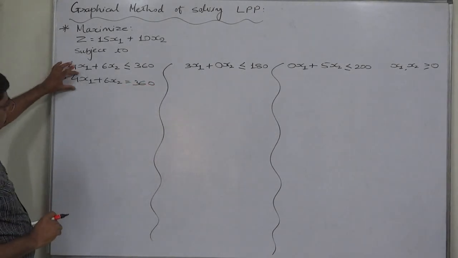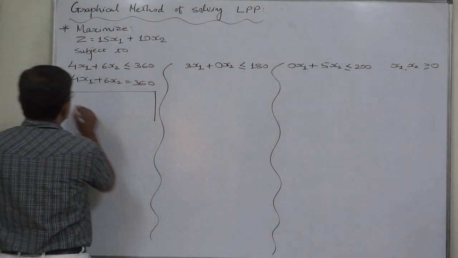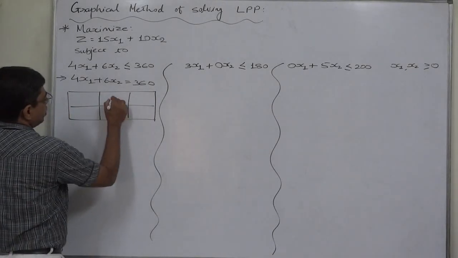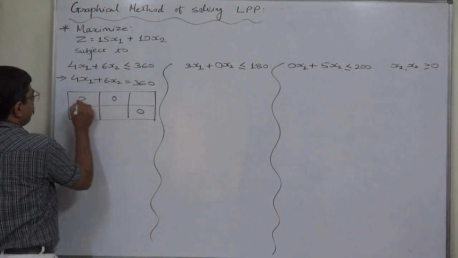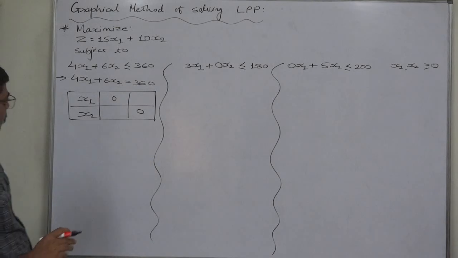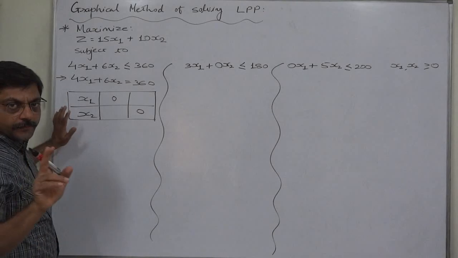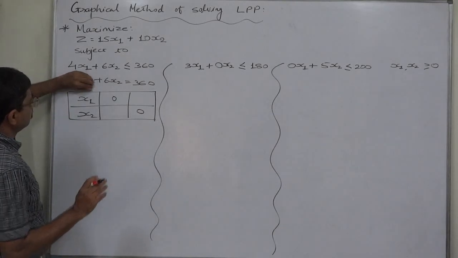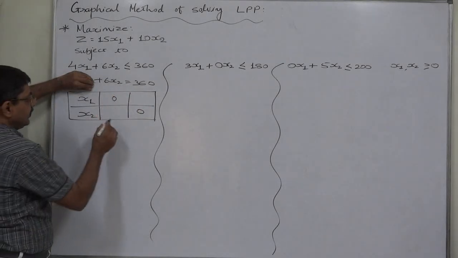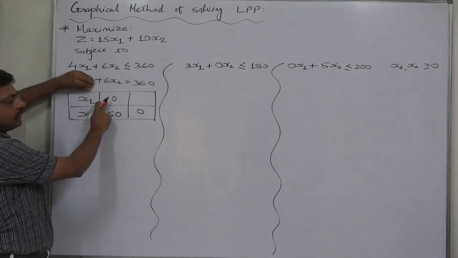If it is 4x1 plus 6x2 equals 360, then what can be the possible values of x1 and x2 respectively for relevant values of x2 and x1? If in this equation x1 takes value 0, then what happens? It becomes 6x2 equals 360. That means x2 will be 60 if x1 takes value 0.